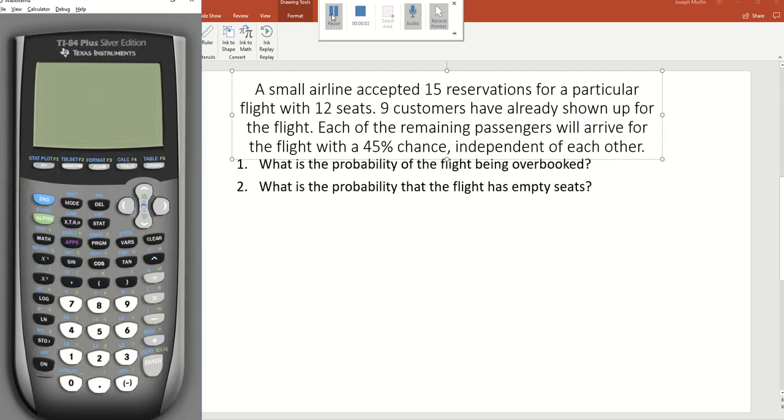Hey guys, we're going to do a quick example of this overbooking problem. So the situation is that we have an airplane that has 12 seats. However, we sold 15 tickets, so there's a chance we might overbook the flight.